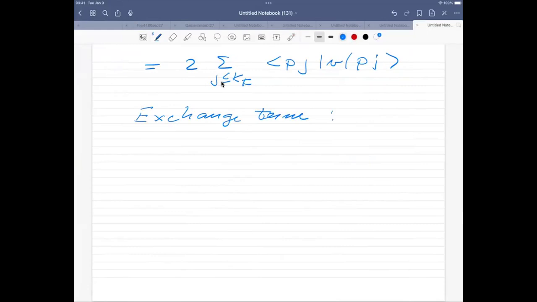This is going to be equal to minus, and then I have a sum over J less than KF, and then I'm going to get a P, and then J, and now I'm skipping the degrees of freedom arising from spin. So this is going to be given by that.